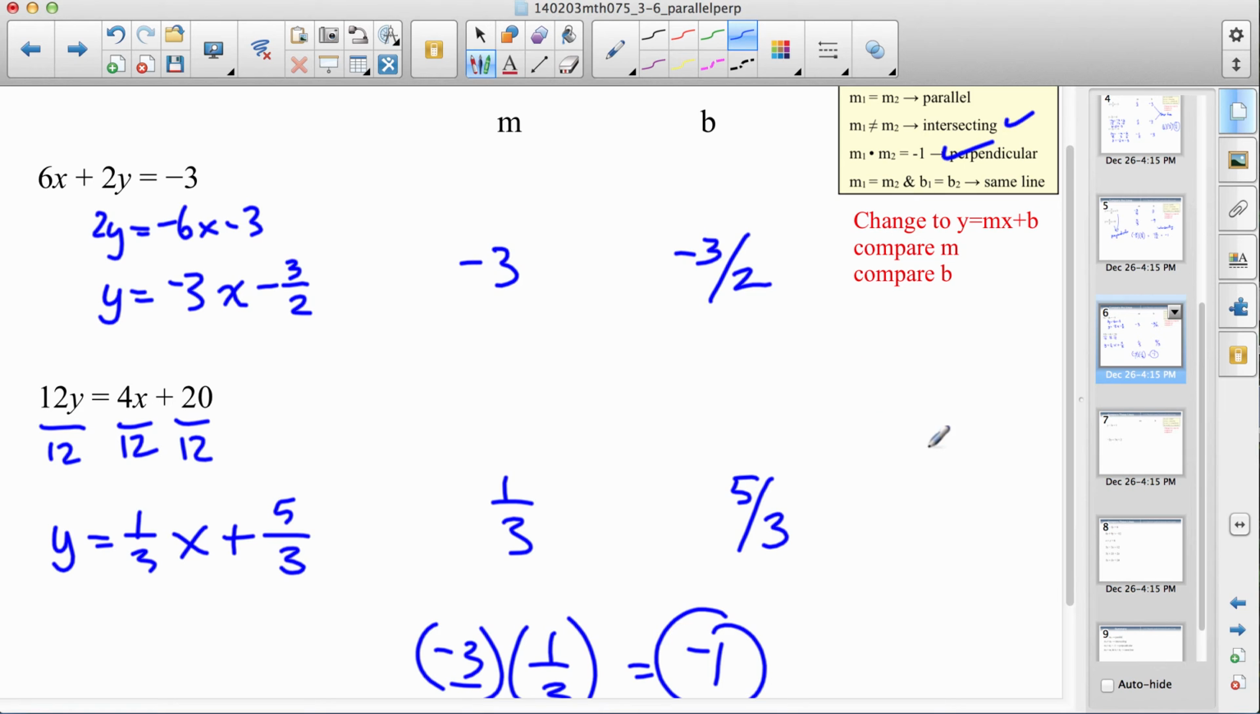So that means that they would cross. Let's see what they look like. It'd be something like this one and something like that. So this angle here would be 90 degrees where they cross.